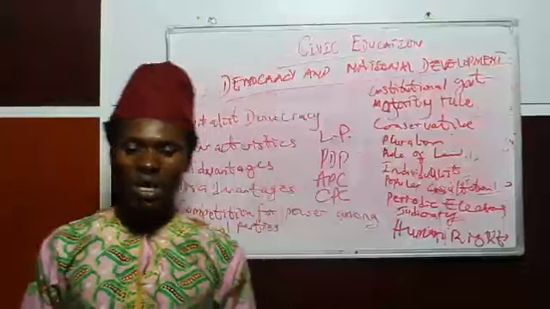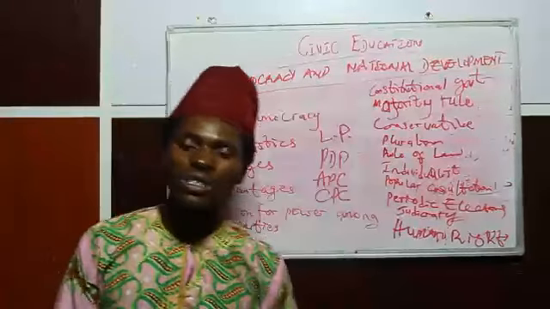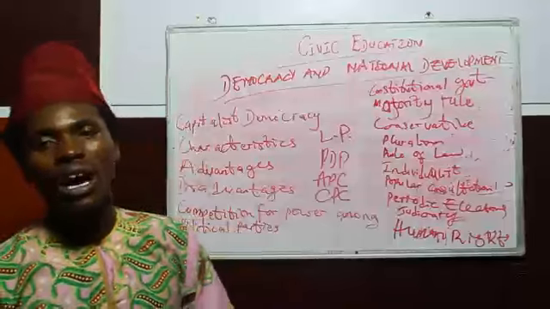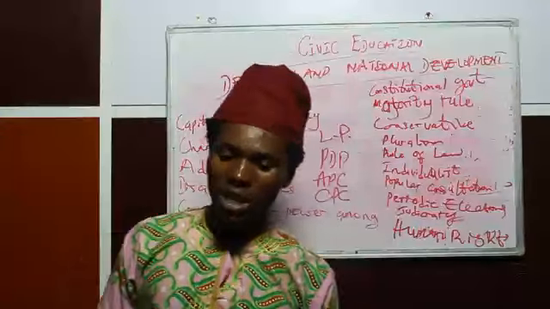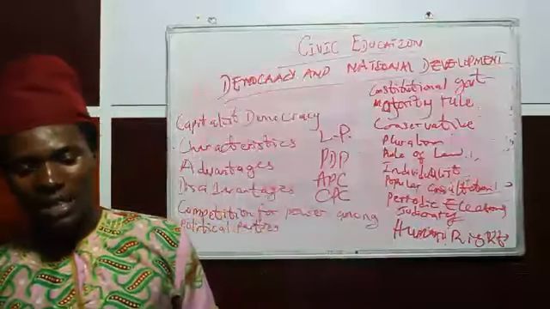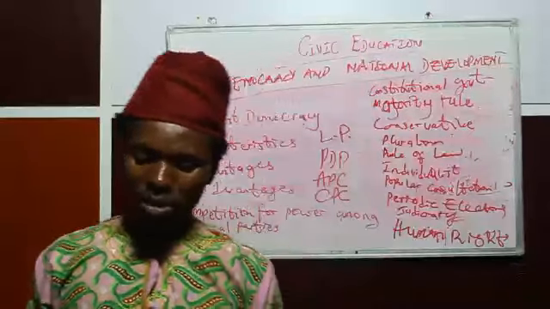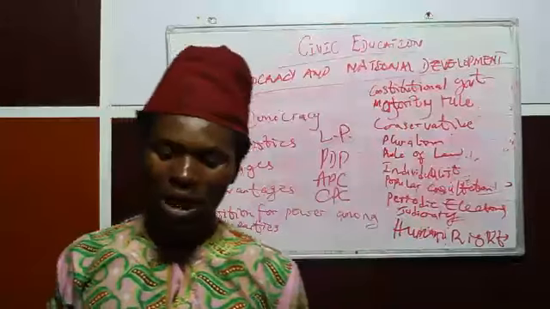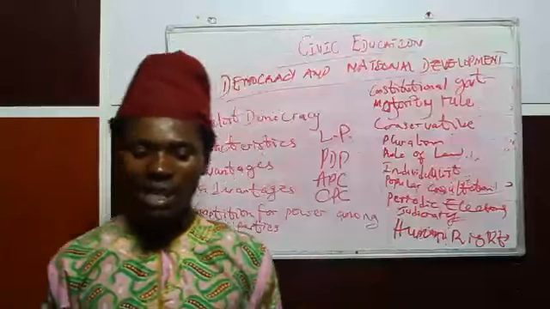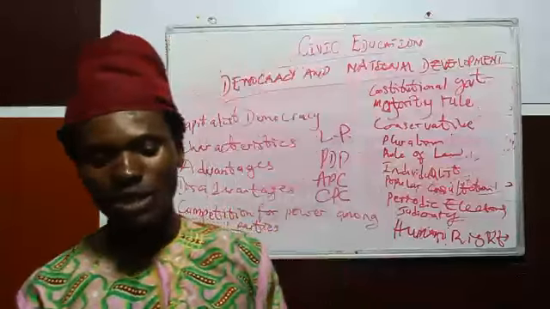They hold meetings at the ward level, at the unit level, at the local government level, at the state level, and even at the national level. Party agents: the electoral body allows each political party that has candidates vying for elective votes to send party agents to every polling booth, especially during elections.